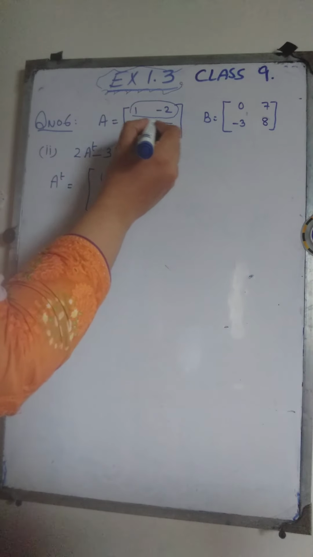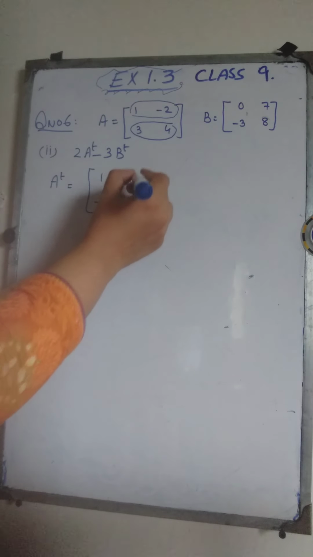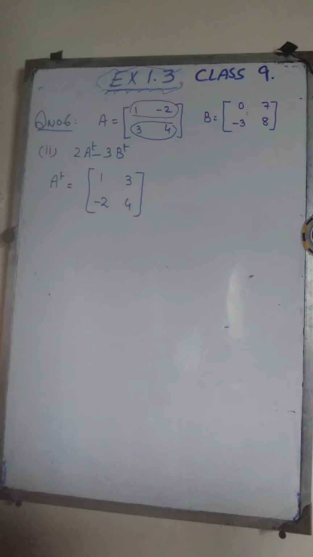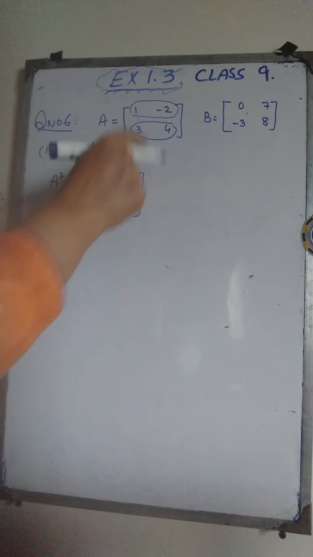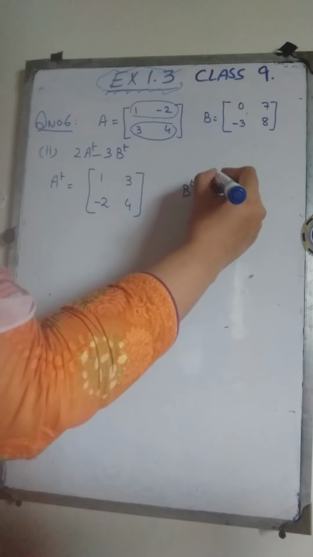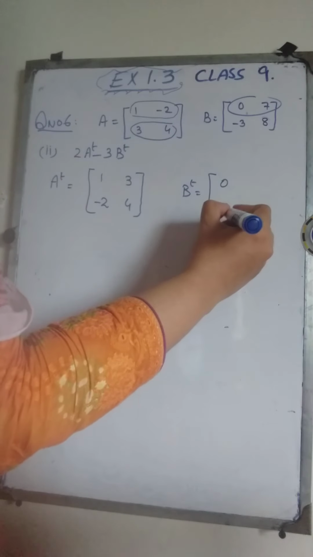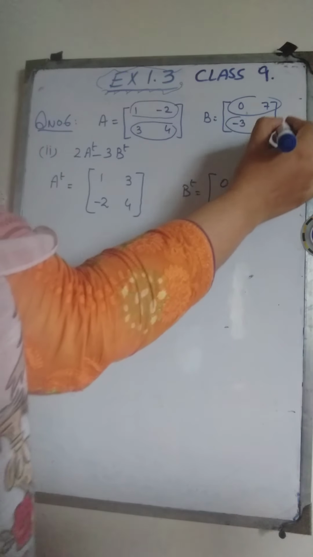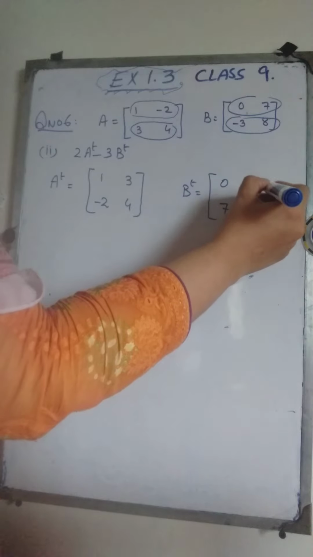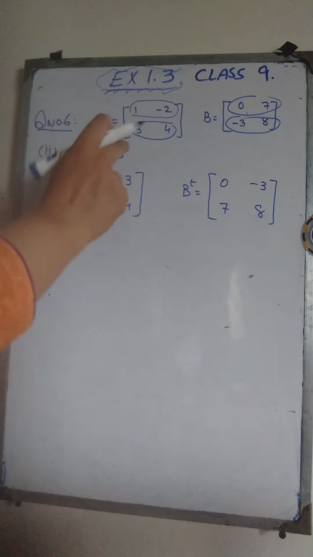Then pick the second row and make it the second column. 3, 4. This will be your A transpose. Okay, rows will be changed to columns. Second row will become second column. Similarly, to find B transpose, what we do? Pick the first row, make it the first column. Then pick the second row and make it the second column. That's it. Okay. Now what we have to do?